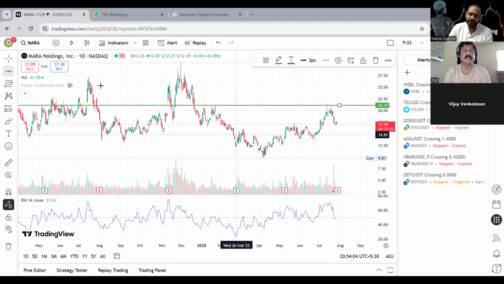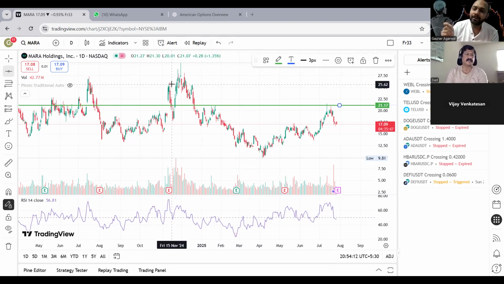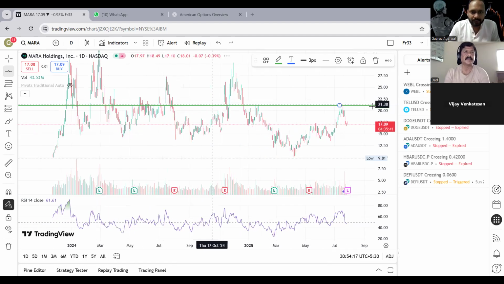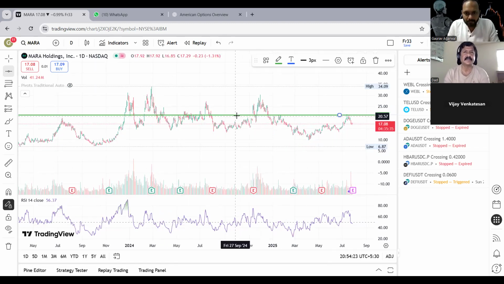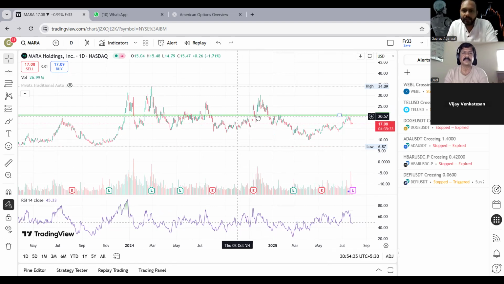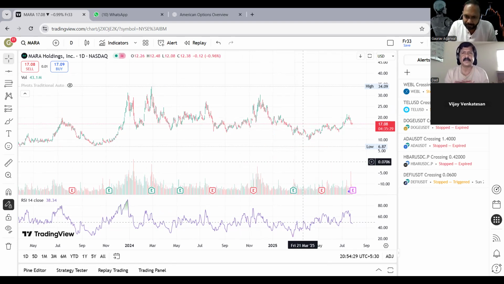See, this much is sufficient if you are able to find the previous swing highs and previous swing lows. But if you are not able to find any previous swing highs and lows, then you may need to go back further. Okay, so this is the clear trend line and RSI concept.